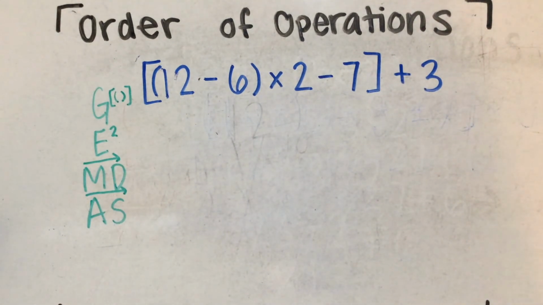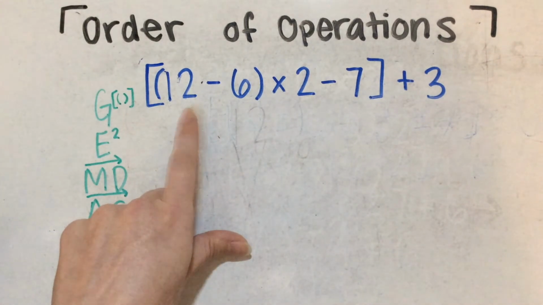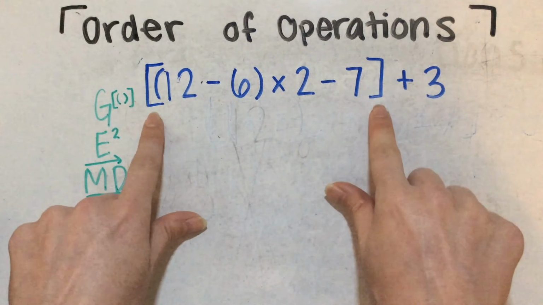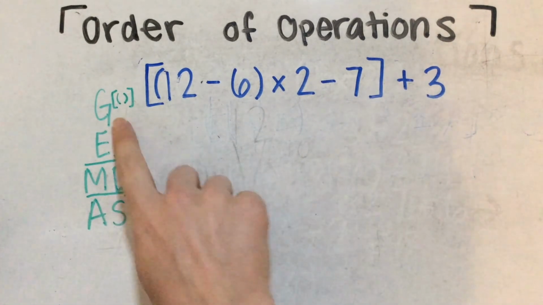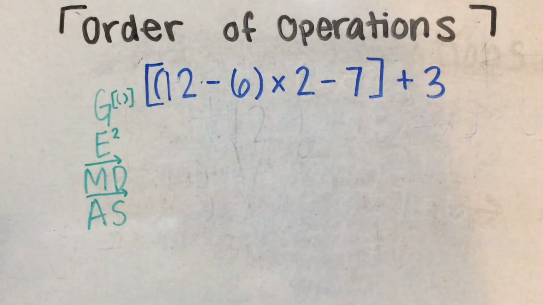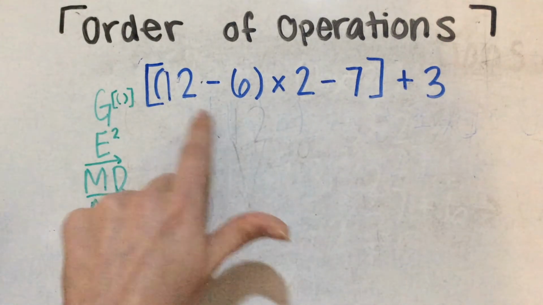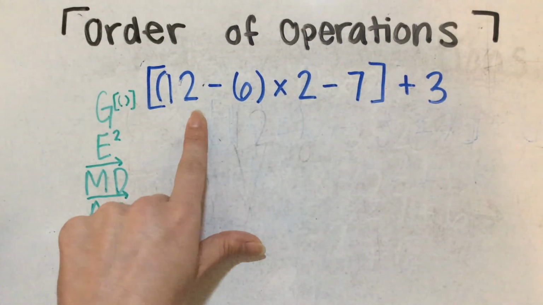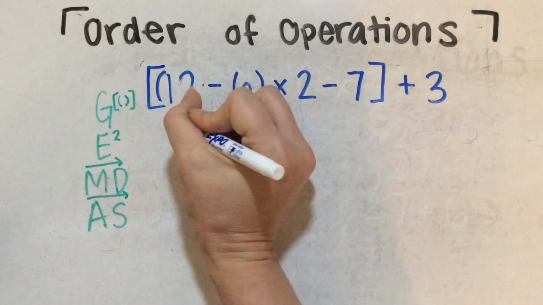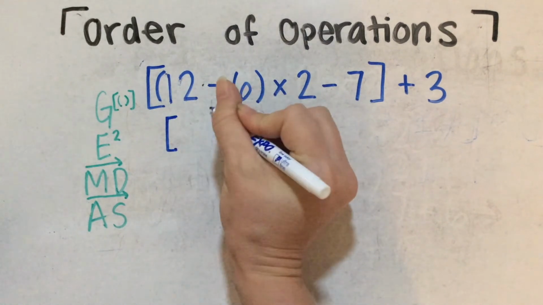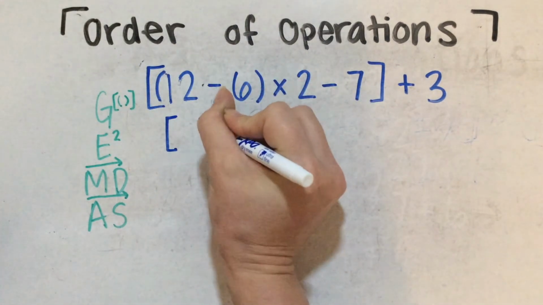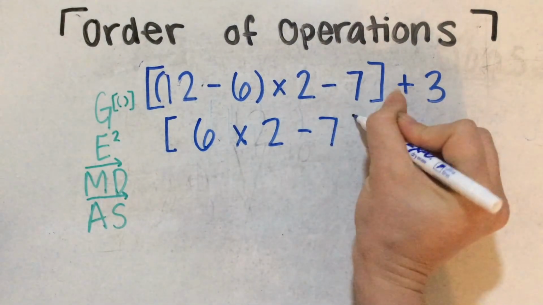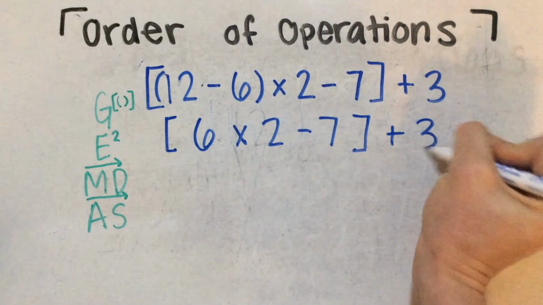Alright, so here we can see 12 minus 6 inside these grouping symbols times 2 minus 7 inside these brackets. So here when I wrote out parentheses and then brackets, it's because you need to solve for this parentheses part first. So 12 minus 6 first before you can do anything else. And we have to keep those brackets because we're not done, but we can drop the parentheses. 6 times 2 minus 7 plus 3.